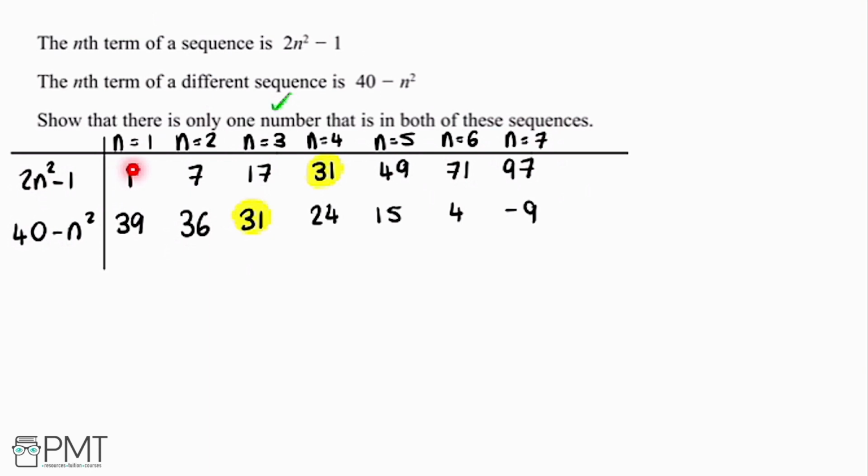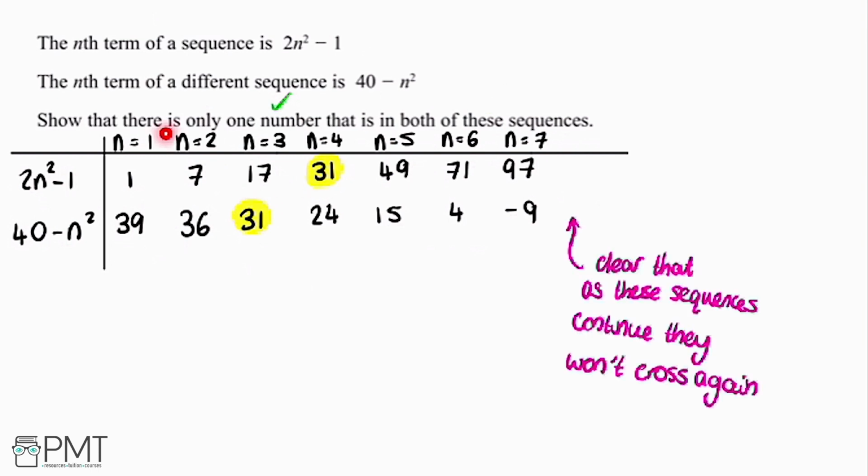We see this sequence here is going up, and it's continuing on going up. However, this one here is going down, and it's continuing on going down to the minus numbers. Because this one's going up and this one's going down, they're going in different directions, so they're not going to cross again. This is the only point that they crossed. So therefore it follows that 31 is the only time that both these sequences cross.